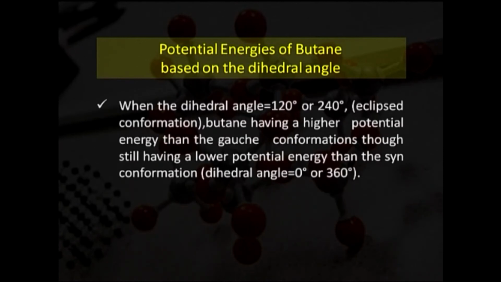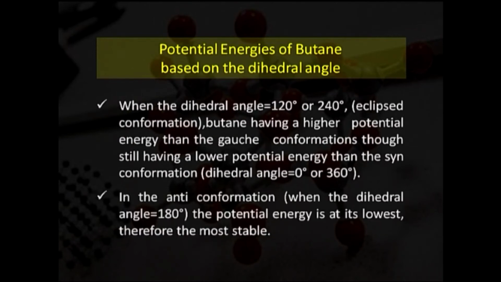When the dihedral angle is 120 degrees or 240 degrees, known as eclipsed conformation, butane has a higher potential energy than the Gauche conformation, though still a lower potential energy than the syn conformation, that is, a dihedral angle of 0 degrees or 360 degrees. In anti conformation, when the dihedral angle is 180 degrees, the potential energy is at its lowest and therefore it is the most stable, because the groups are far apart. So, we may say that it is a very stable conformation.